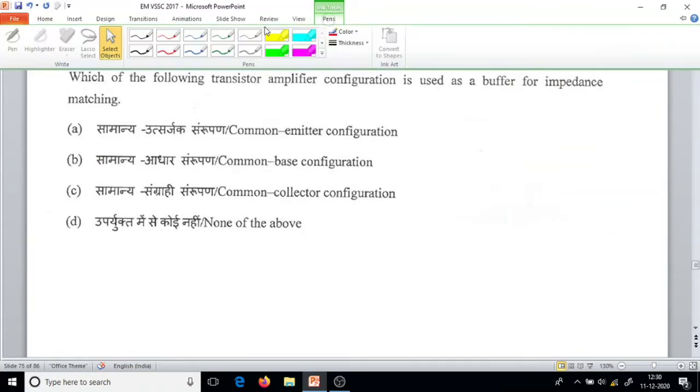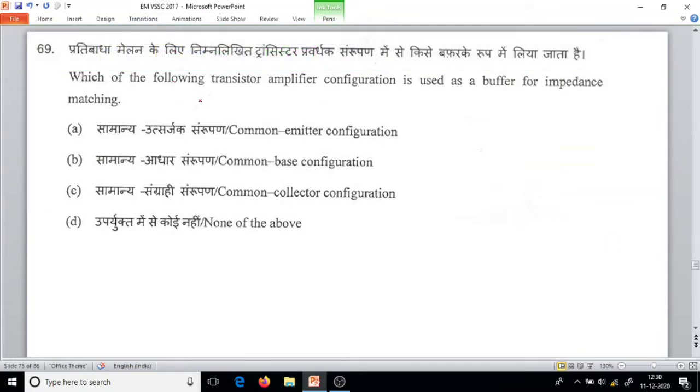Question number 69. Which of the following transistor amplifier configurations is used as a buffer for impedance matching? For impedance matching we will use a circuit like this, which is wrong.